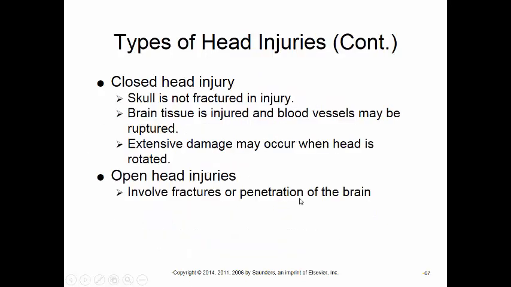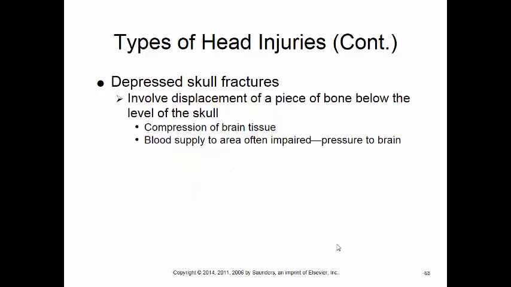Closed head injuries are where the skull is not fractured in the injury, and the brain tissue is injured and the blood vessels rupture, but the bones aren't broken. Extensive damage can occur when the head is rotated. Open head fractures involve fractures or penetration into the brain.